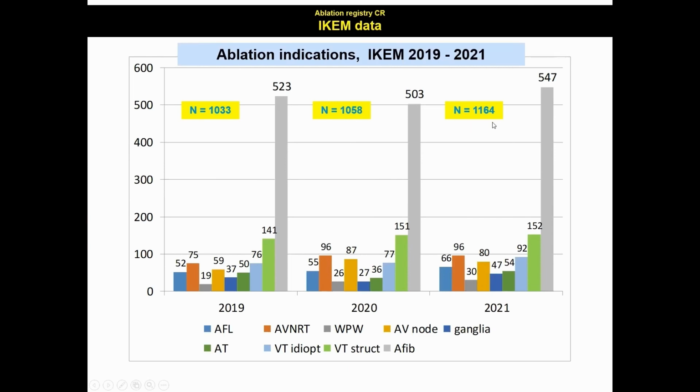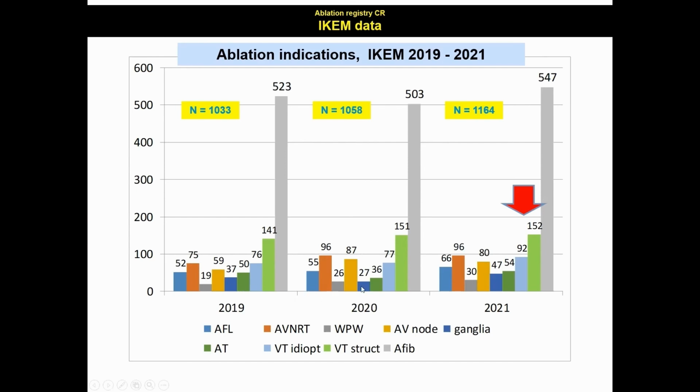The numbers are increasing, as I said. The main indication is still atrial fibrillation, more than 50% of all ablations, or almost 50% of all ablations. But the second indication here in ICAM is VT ablation, with structural heart disease and without, mainly PVCs. So here in ICAM we are doing about 20% of all ablations for VTs. This is in comparison with Czech, which is only 10%.